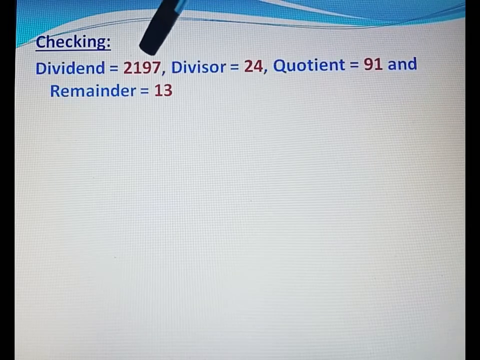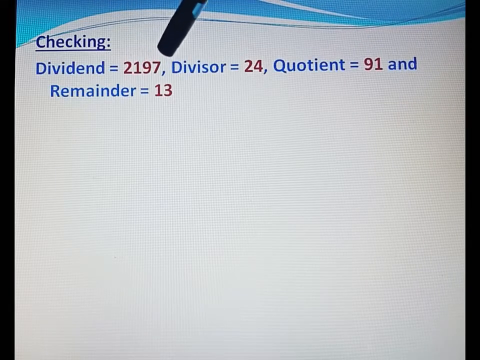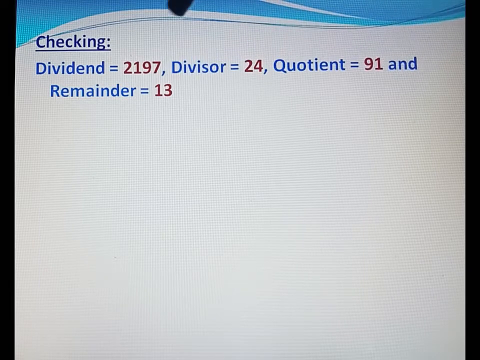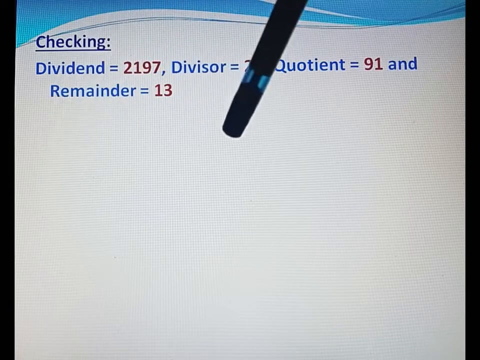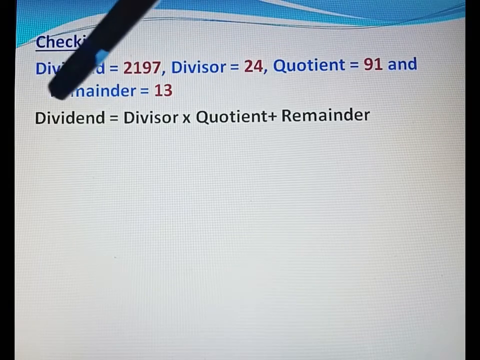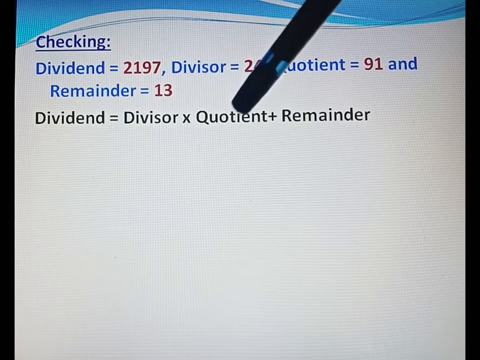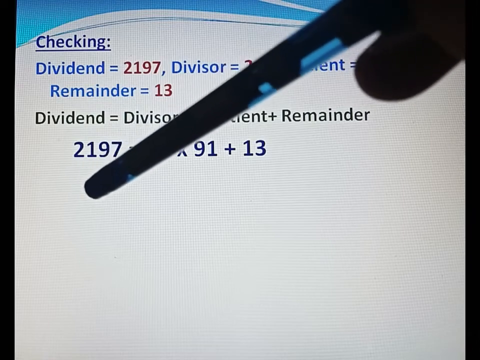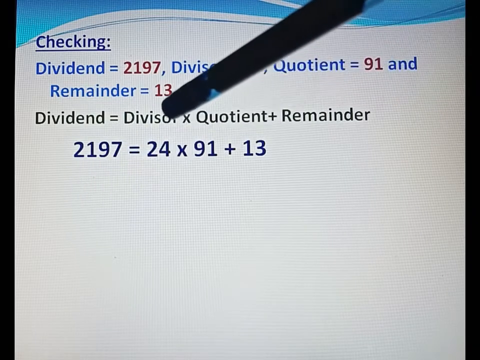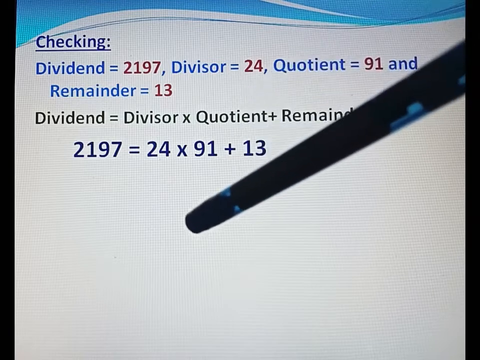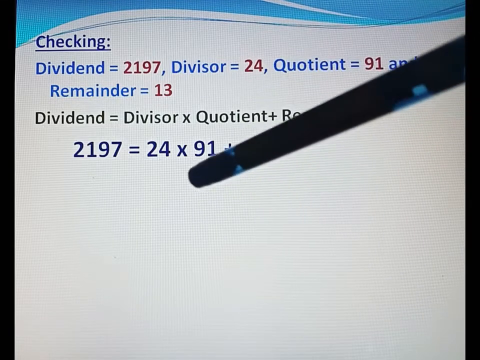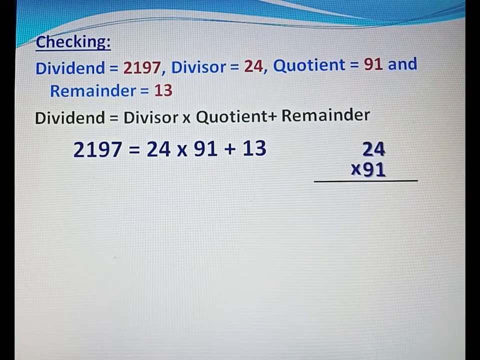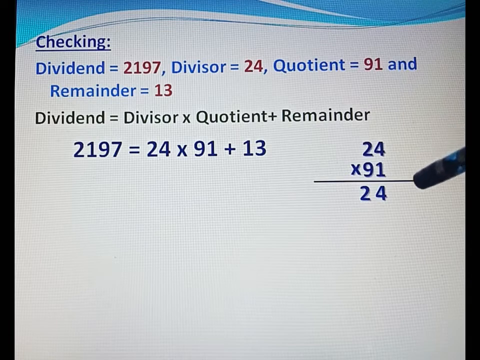Here dividend equal 2197, divisor equal 24, quotient equal 91, and remainder equal 13. Now write formula. Dividend equal divisor multiply quotient plus remainder. Dividend 2197 equal divisor 24 multiply quotient 91 plus remainder 13. We will multiply 24 and 91 first. Multiply 1 4s are 4, 1 2s are 2.